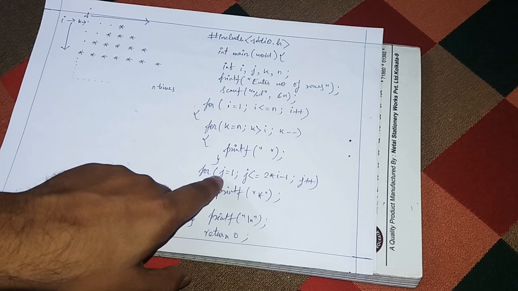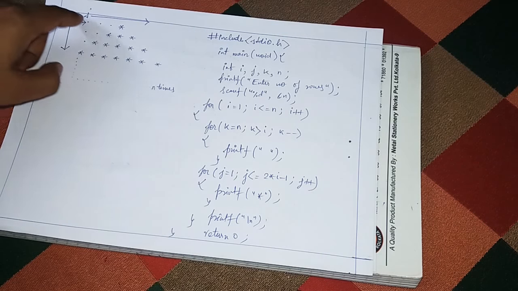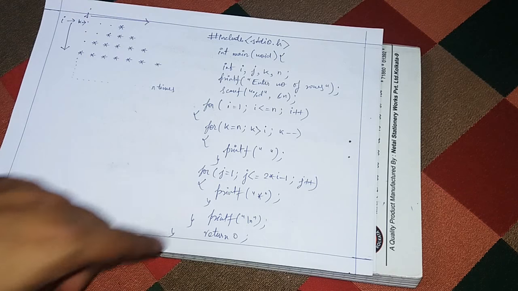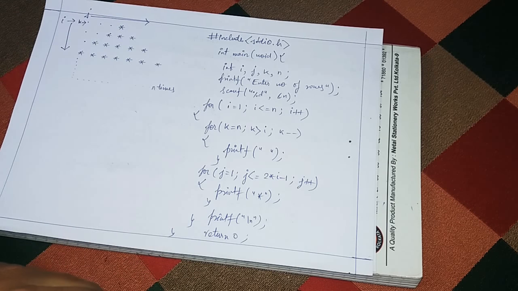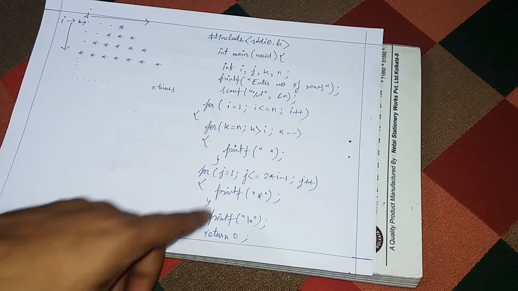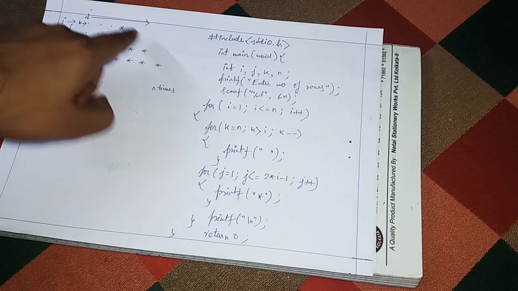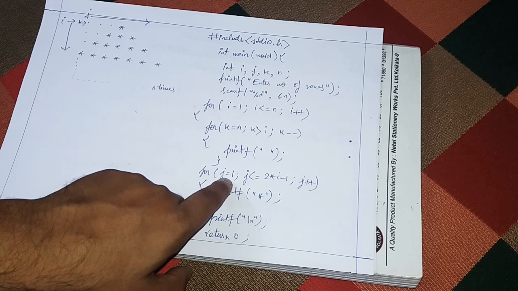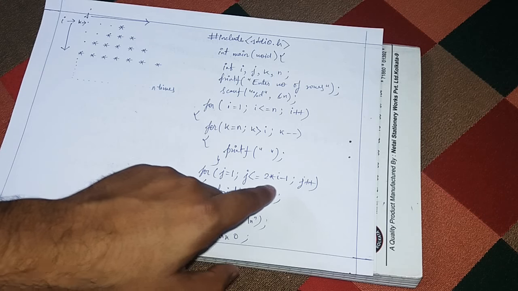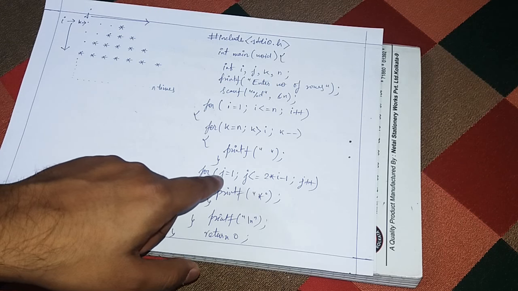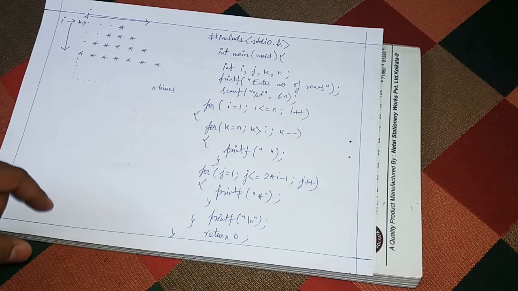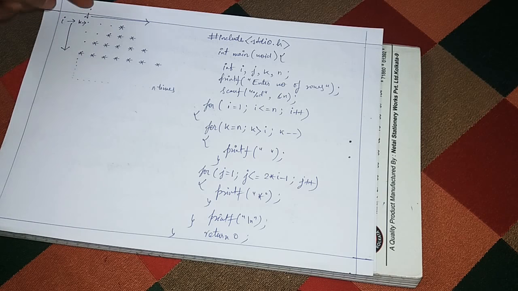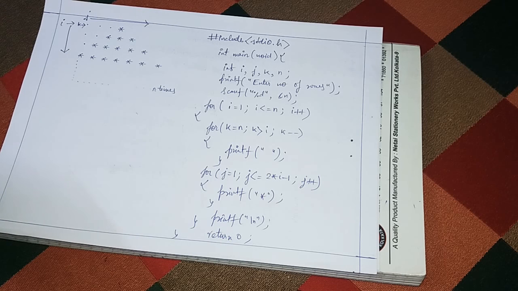So we will run a j loop now, and each time on the same line the j loop will print as many stars as we want. If it is the first row, j will go from 1 to 2 into I minus 1. That means it will go from 1 to 2 into 1 minus 1, which is 1. So 1 to 1, only 1 star. Accordingly, in the second row the same thing will happen. So this is how you print this pattern.